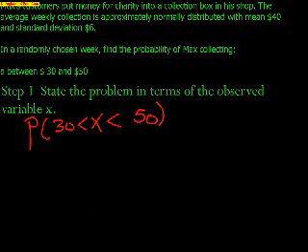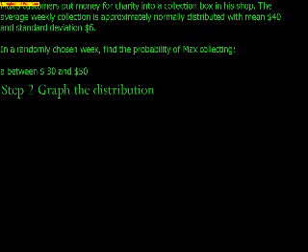Let's look at step 2. Step 2 says to graph the distribution. Okay, I can do that. So I see it's approximately normally distributed. The mean is 40, and the standard deviation is 6. Okay. So I'm going to go down here and graph the distribution.